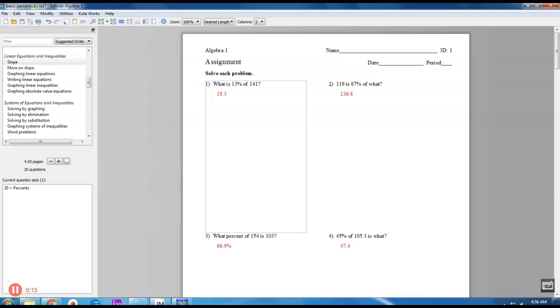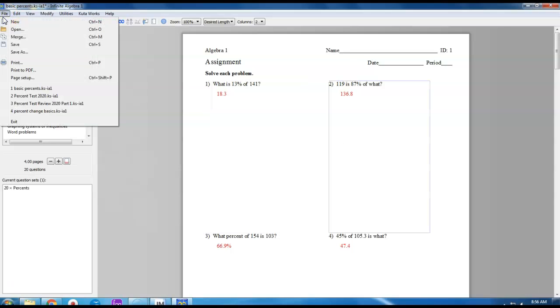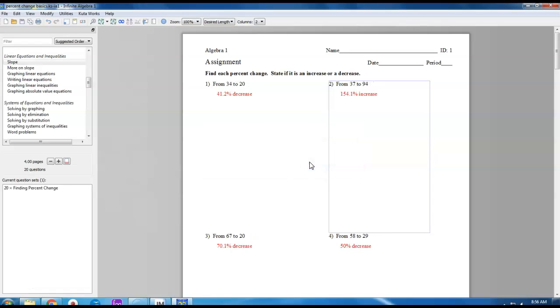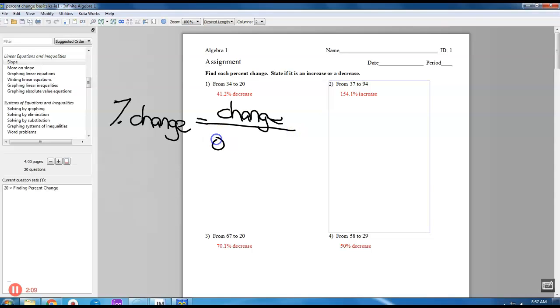So if I switch to the percent change one, the percent change formula equals the change over the original. So you find the amount that it changed, and then you divide it by the starting amount.